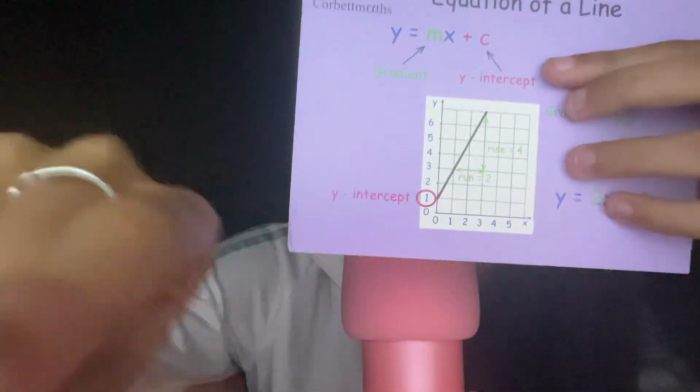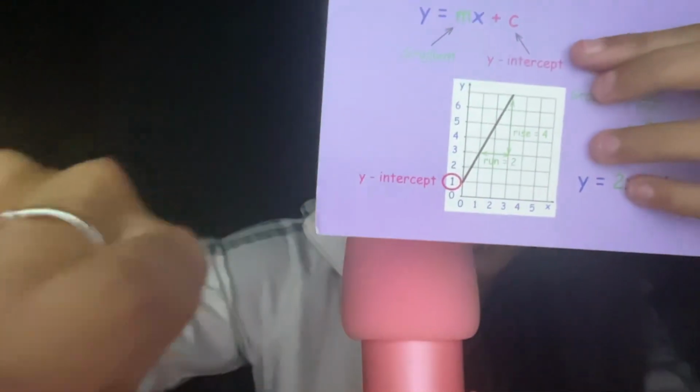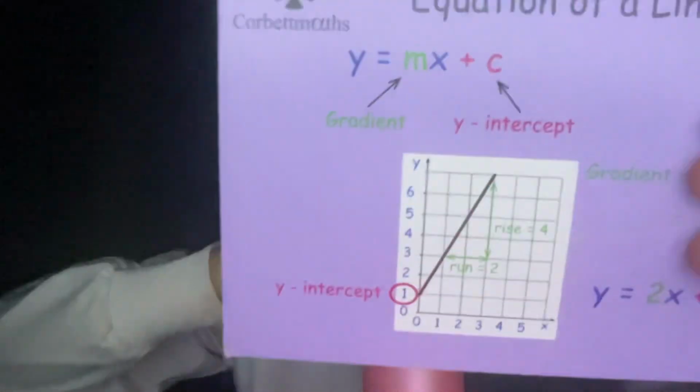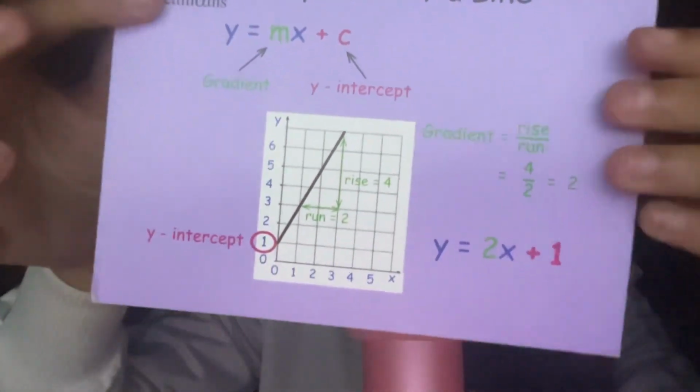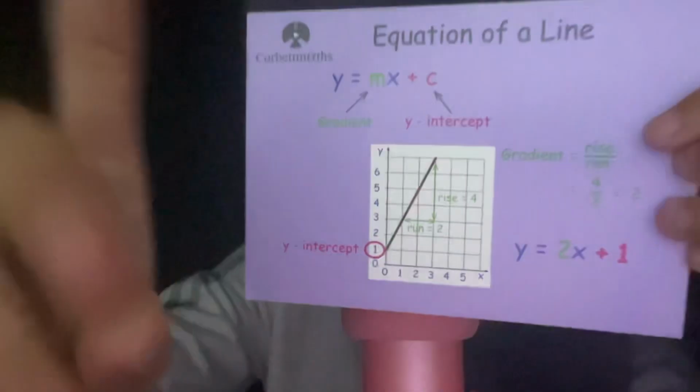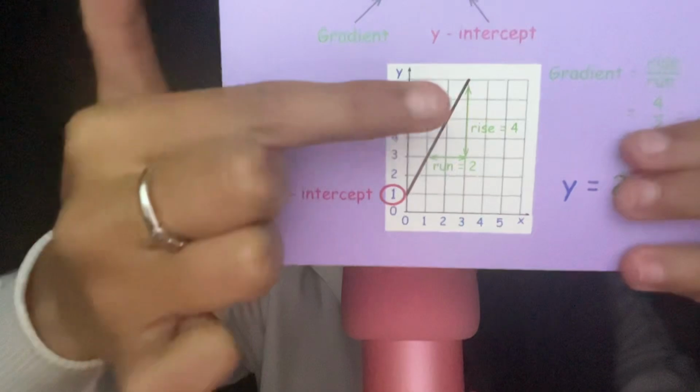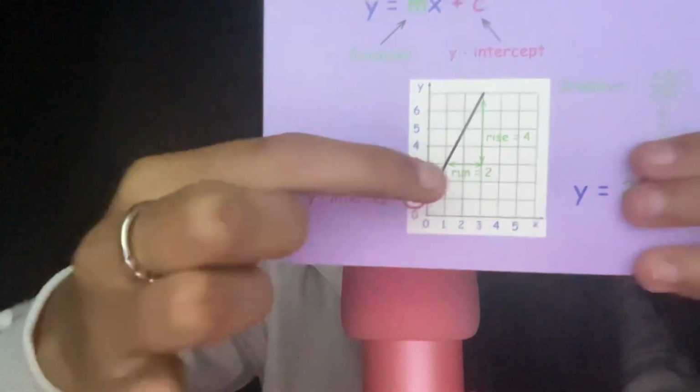To work out the gradient, the equation is change in y, so the change in the two y coordinates that you get, over the change in x. You do that and you'll get your gradient. X just stays as it is. And c is the y-intercept. So where you see this line cross the axes, that's the y-intercept. It intercepts the y, it slices the y. And that's the equation of a line.